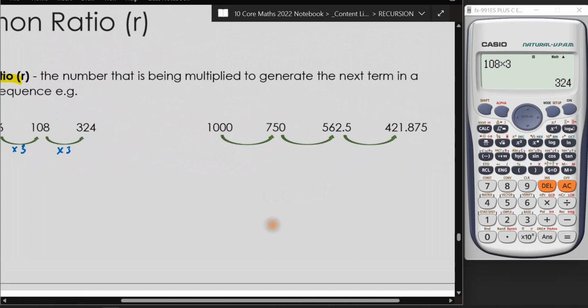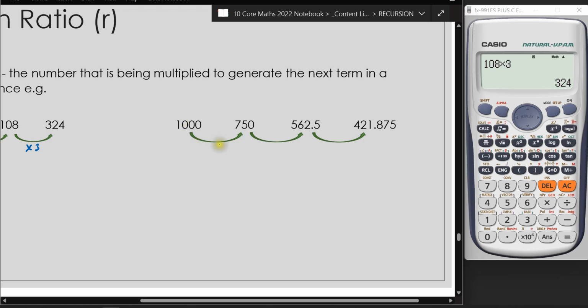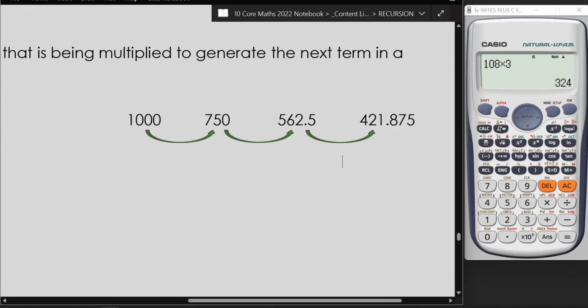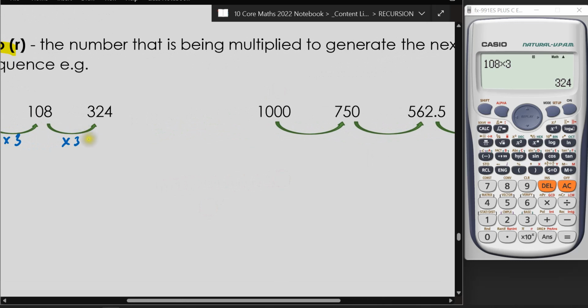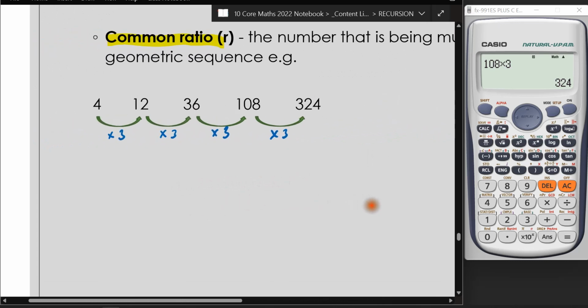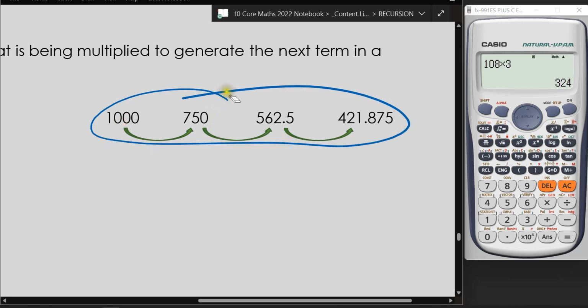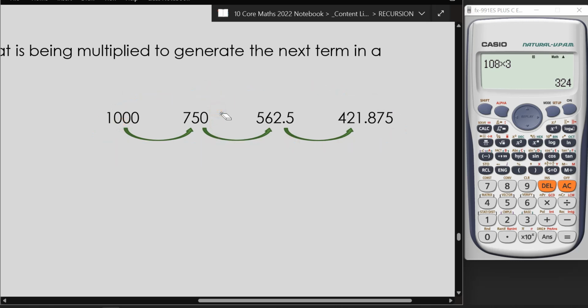What about this one? What's this multiplying by? So 1000 to 750, 750 to 562.5, and then 562.5 to there. This is something that we need to understand. Whenever you're multiplying, remember that if the common ratio you're multiplying by is greater than 1, it's going to increase. If it's less than 1, it's going to decrease. So what this tells me is that the number you're multiplying by is going to be less than 1.